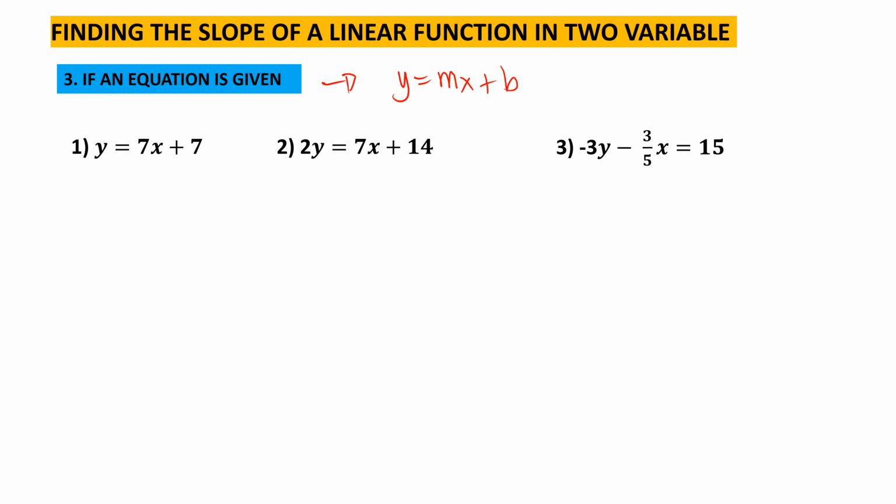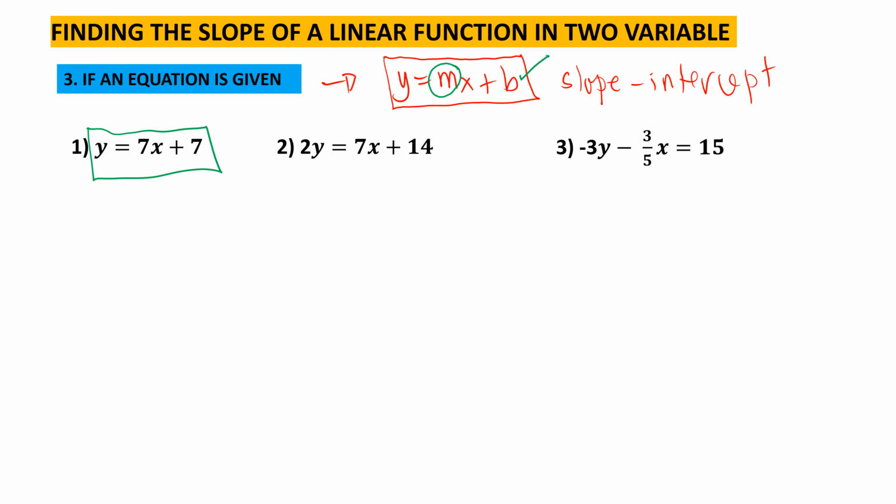So when we say slope-intercept form, we know already that the m represents the slope. So if we adjust the linear equation into this notation, automatically the numerical coefficient of x is our slope. So like number 1 has y equals 7x plus 7. So in the slope-intercept form, our m is 7. So therefore, our slope in number 1 is 7.